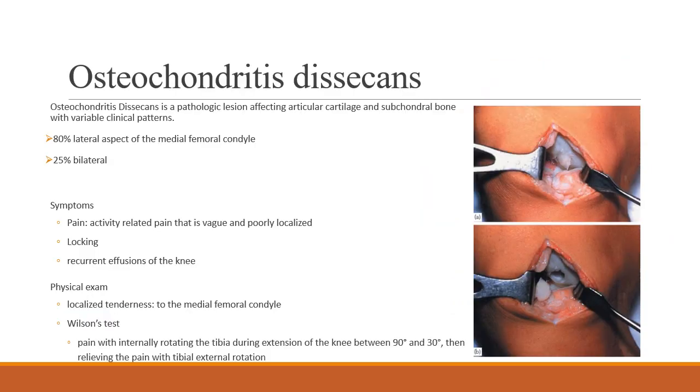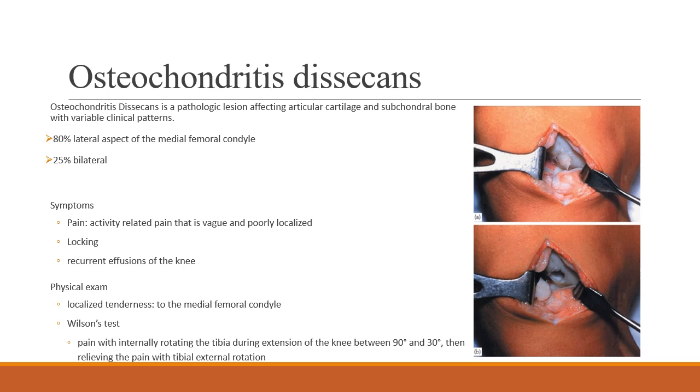Osteochondritis dissecans is a pathological lesion of the articular cartilage of the knee. From its name, it has an osseous part, the osteo, a bone, and chondritis, a cartilage covering, and it looks like a disc, dissecans. 80% of the cases affect the lateral aspect of the medial femoral condyle of the knee joint, and 25% of the patients have it on both sides.